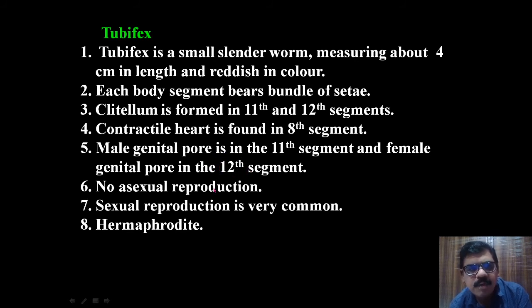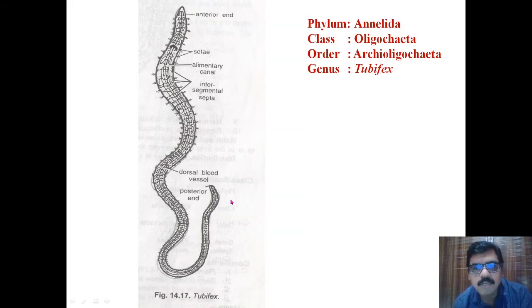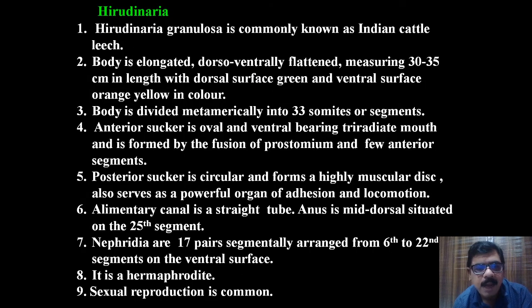No asexual reproduction occurs in Tubifex, and sexual reproduction is very common. And as both the sex organs are present in a single individual, this is a hermaphrodite. So these are the characteristics of the Tubifex, and this is the classification of the Tubifex. And the last one is the Hirudinaria.